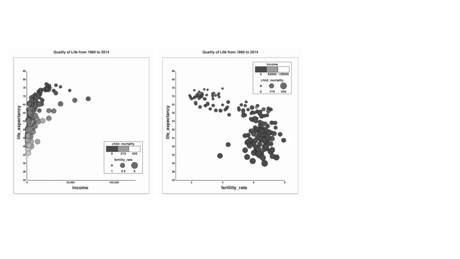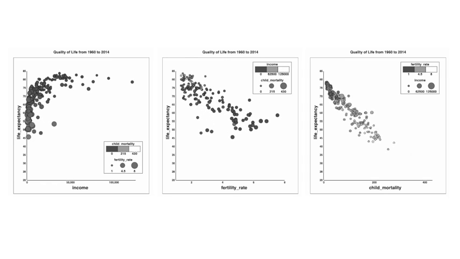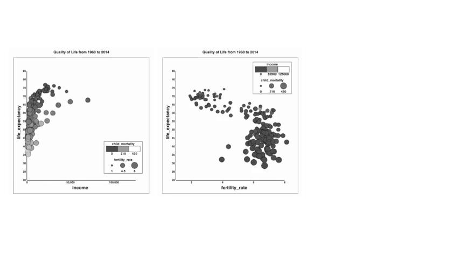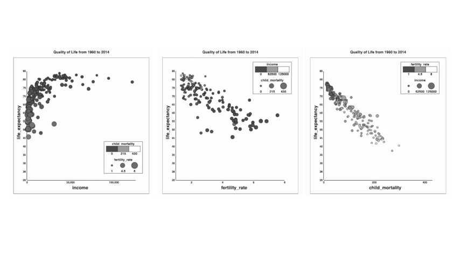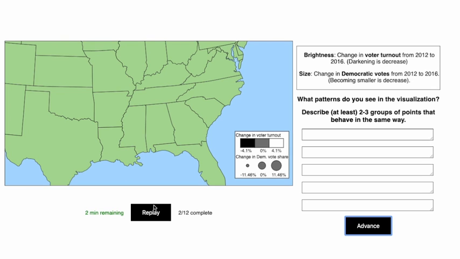Each question was repeated for 3 different scatterplots, which each had a different mapping of visual variables to data variables. The thematic map showed change in voter turnout and change in Democratic vote share for U.S. states between the 2012 and 2016 presidential elections. All points started out at the same size and color, and linear interpolation was used in an animated transition to a final state, which showed the magnitude and direction of the change in both variables between the 2 election years.